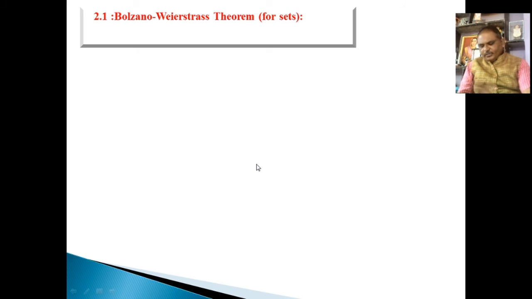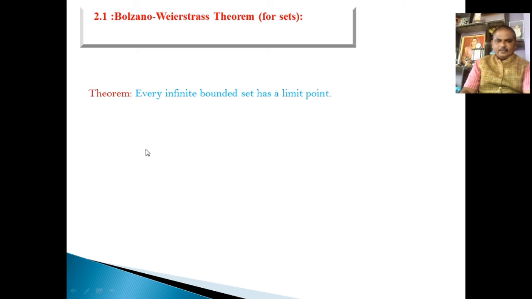This is a further statement of the Bolzano-Weierstrass theorem for sets. This is the necessary condition for a limit point: every infinite bounded set has a limit point. Given any infinite bounded set, it has a limit point. Okay. Some examples.